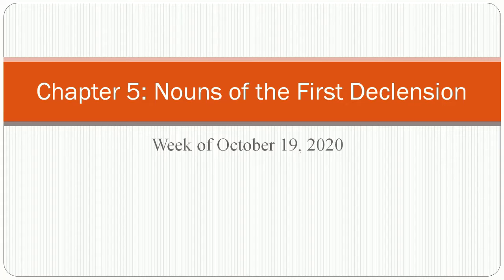As you can see, this is chapter 5, Nouns of the first declension. It might seem a little bit strange, but we covered the second declension last week, and now we will be moving on to the first declension. As I mentioned last week, the reason why we do this is because the first declension is a bit more complicated than the second declension.